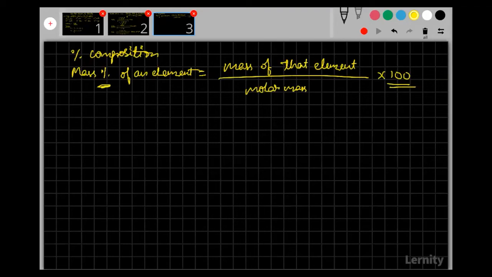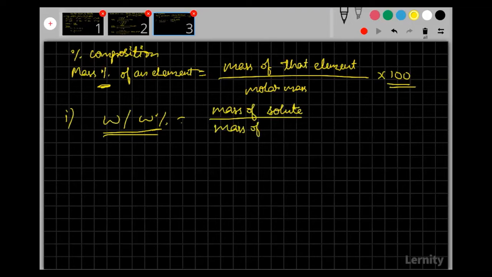So here itself, I want to discuss the three terms. The first is weight by weight percentage. Weight by weight percentage means it will be the mass of solute divided by the mass of solution. Remember, this will also be in terms of grams. This will also be in terms of grams. So into 100, this will be weight by weight percentage.